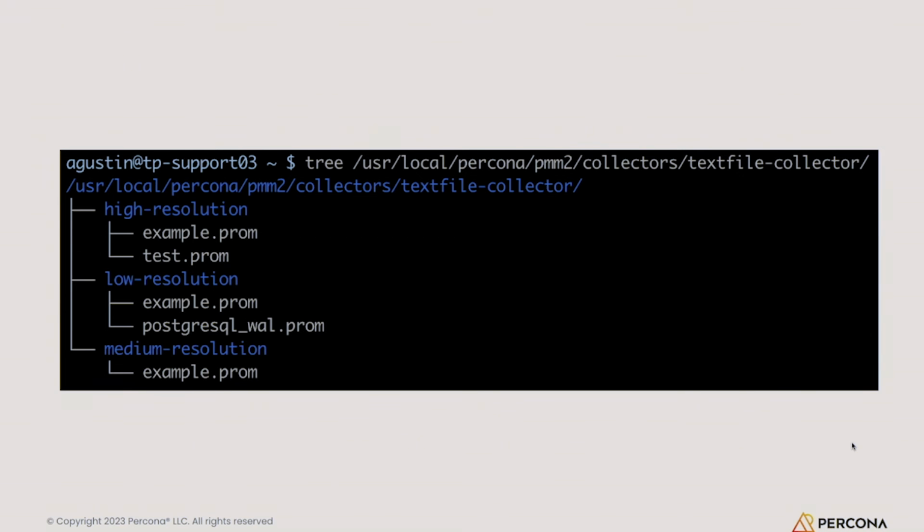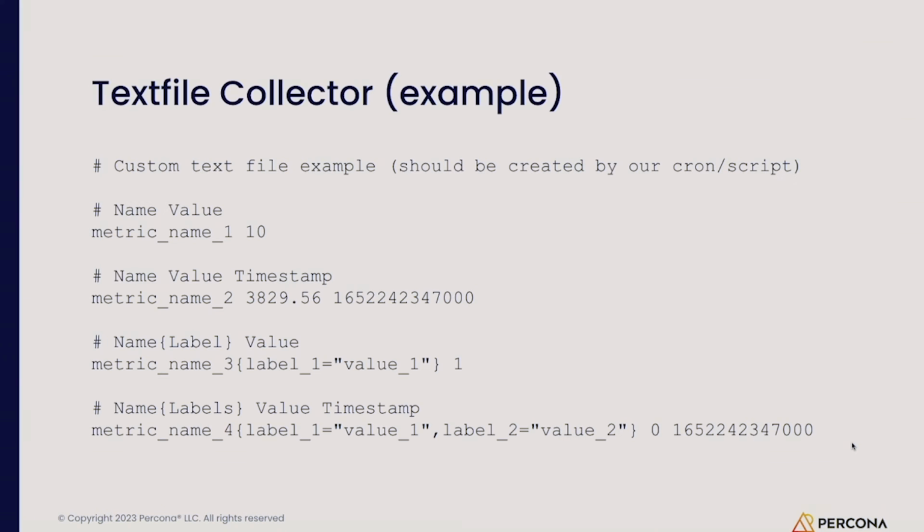writing a PostgreSQL wall.prom file, which we are going to discuss shortly, and it's not connected to the replication lag. It's another example. But yeah, all the files that you have here will be opened by PMM, and the metrics will be sent to the server.